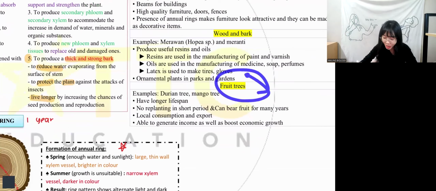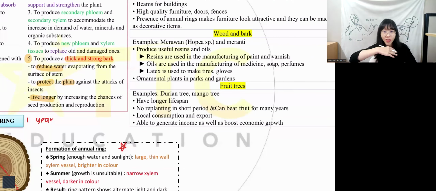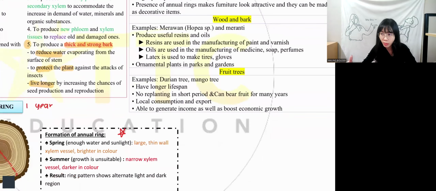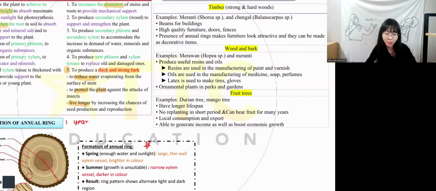Next, we have fruit trees. We have durian tree, mango tree, rambutan tree. They have a very long lifespan. Don't have to replant because they can live for 10, 20 years. They can bear fruit every single year. Use it for local consumption or you can use it for export. We export a lot of durian to other countries because not every country can plant durian. So durian demand is higher. Like Malaysia and Thailand, we can plant durian. You can sell durian at a very high price to other countries where they enjoy eating durian. Rambutan also same, mango also same. So Thailand and Malaysia are the countries that export. Singapore is too small, they cannot plant a lot of trees, but Singapore can also be a country that plants fruit trees. But most likely it is Thailand and Malaysia.